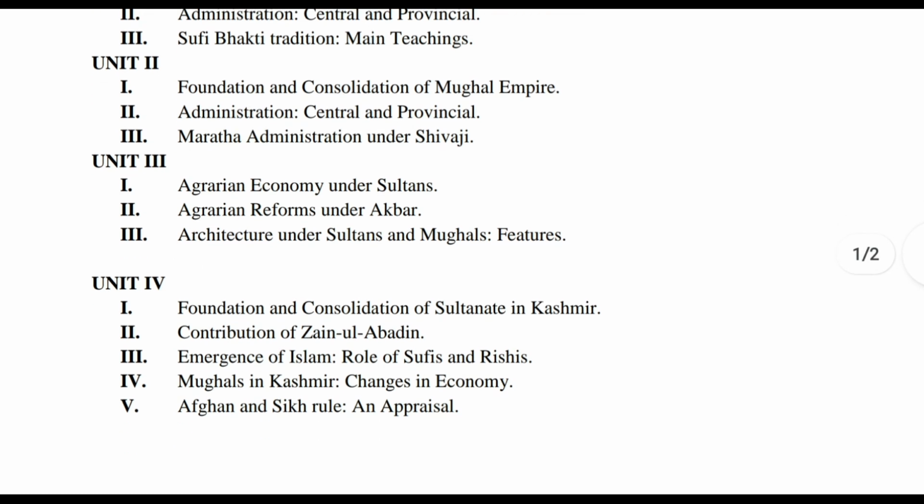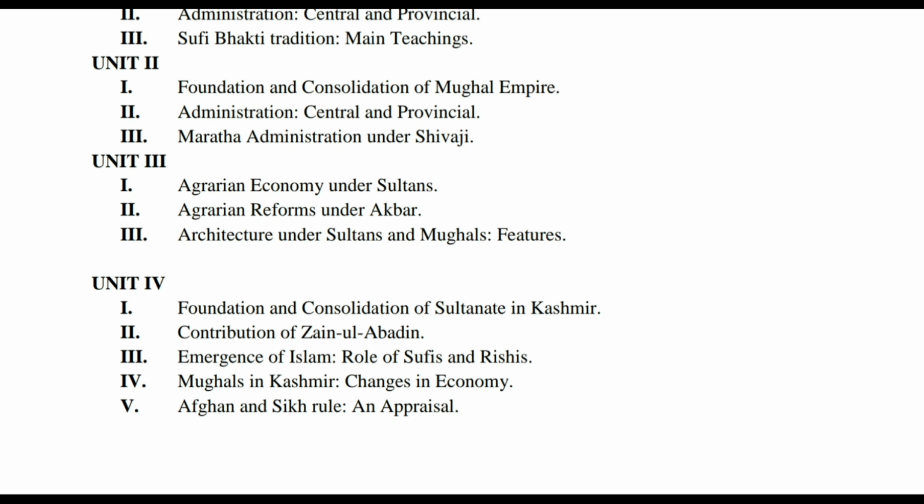In unit third, you have number first, agrarian economy under Sultans. Number second, agrarian reforms under Akbar. Number third is features of architecture under Sultans and Mughals.